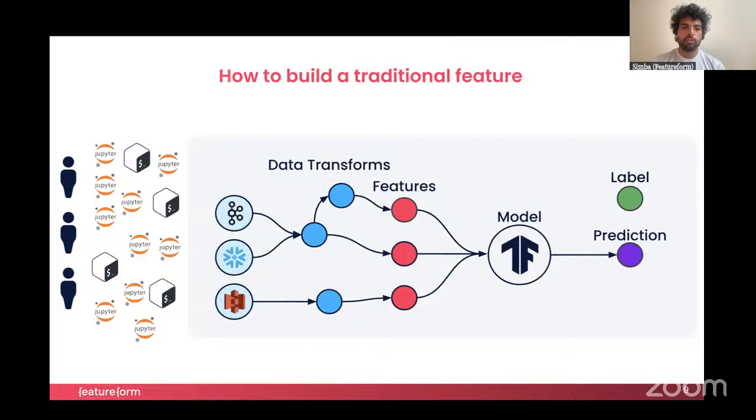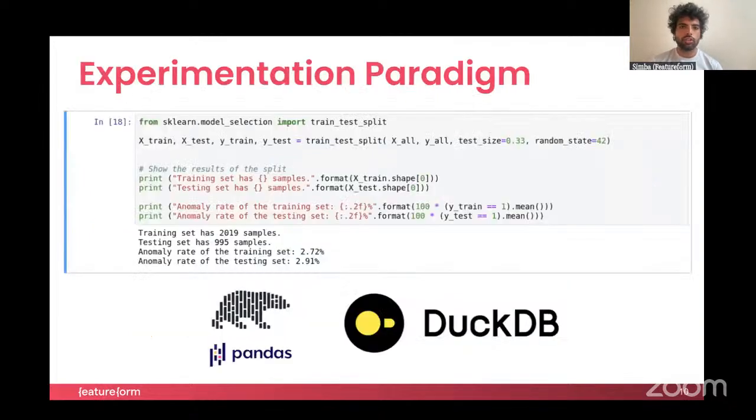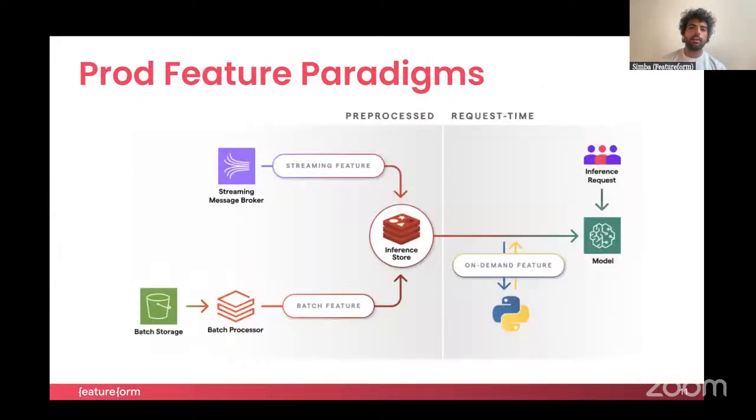Here's how we build a traditional feature. We work in notebooks, we interact with our data infrastructure, and typically we start with this experimentation paradigm. In experimentation, oftentimes we're going to be working with things like pandas, DuckDB, etc. We're working in a notebook. The dataset is typically a sample or at least a static form of the data. And most of our time is spent in this experimentation phase. And then we need to go productionize it.